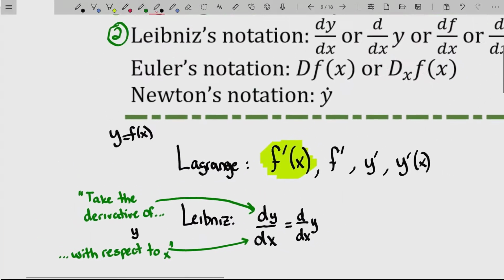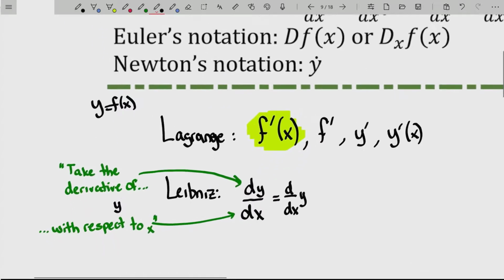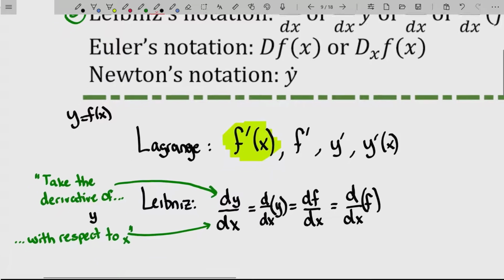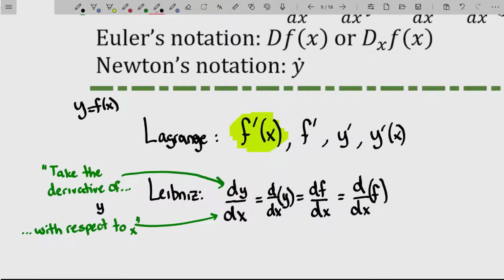Let's see, is there other ways that I have it written here? Okay, yeah. If you have f instead of y, if that's what you prefer to use, then you could say it's the derivative of f with respect to x, or again, the derivative with respect to x of f. Some people will use parentheses after this. It's perfectly fine. Now, here is why Leibniz notation is actually more useful than the Lagrange notation.